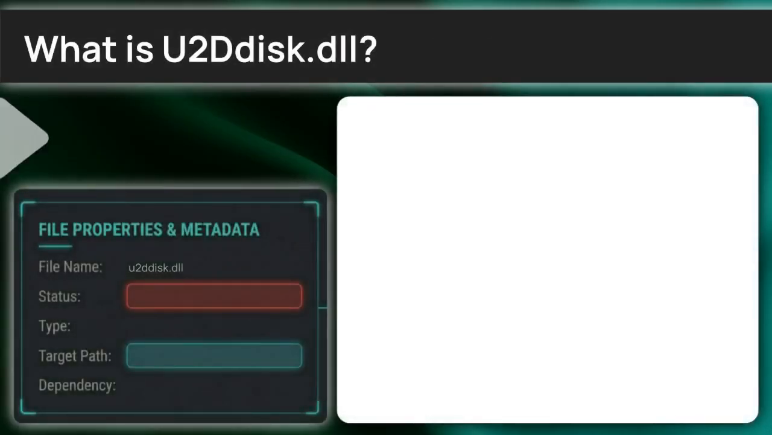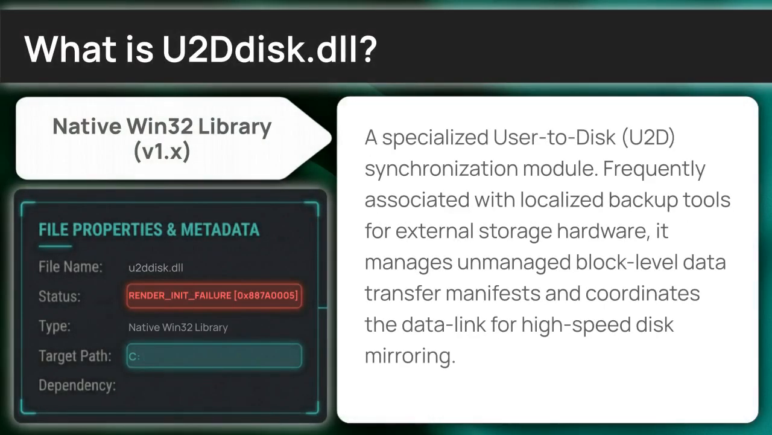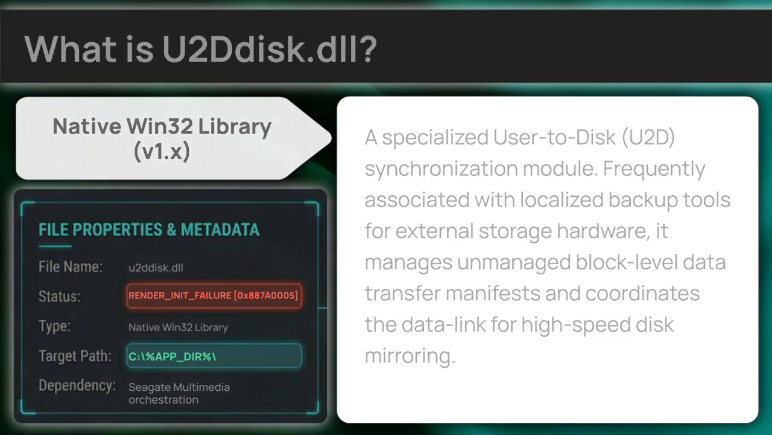This is the u2ddisk library, a specialized user-to-disk u2d synchronization module. Frequently associated with localized backup tools for external storage hardware, it manages unmanaged block-level data transfer manifests and coordinates the data link for high-speed disk mirroring. With the why out of the way, let's focus on getting you running again.